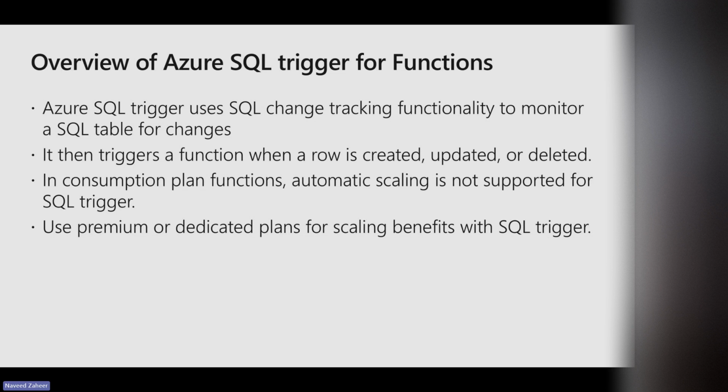The third one is the dedicated plan. The dedicated plan is when you create an app service plan, just like you run an app service on top of it, then you run the function on top of it. The reason I'm talking about it is that the scalability of this trigger works only on the dedicated plan or the premium function plan. If you have a consumption plan, the scaling out of the function will not work. So just keep that in mind.